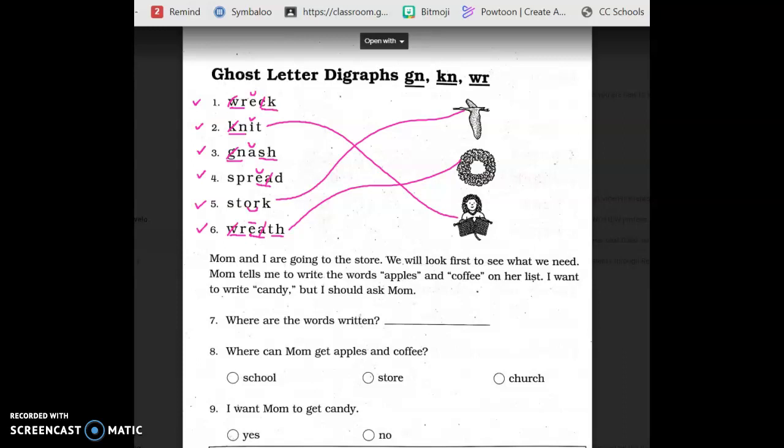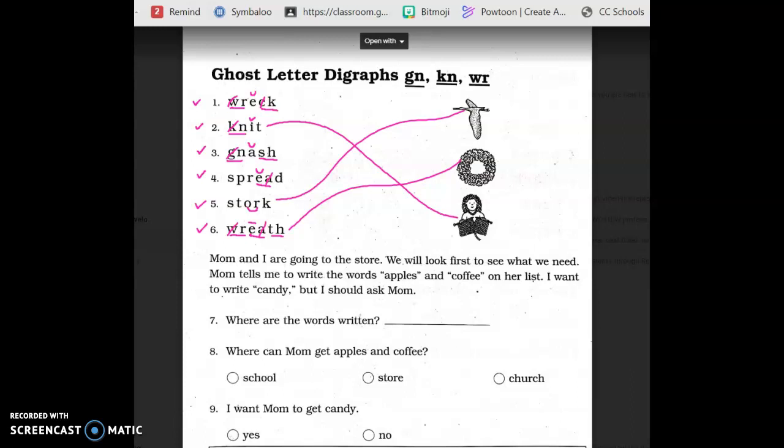Mom and I are going to the store. We will look first to see what we need. Mom tells me to write the words apples and coffee on her list. I want to write candy, but should I ask Mom? All right. Number 7, where are the words written?